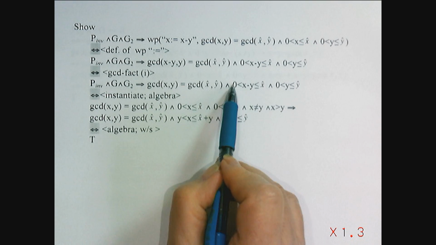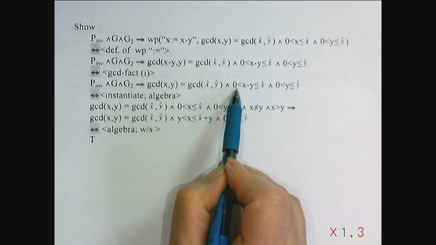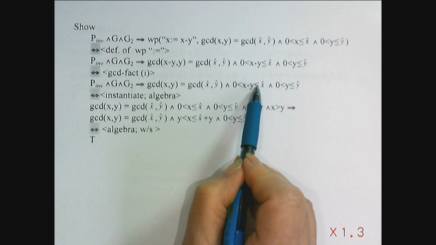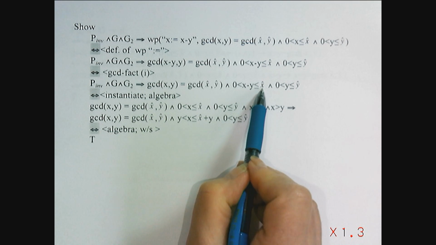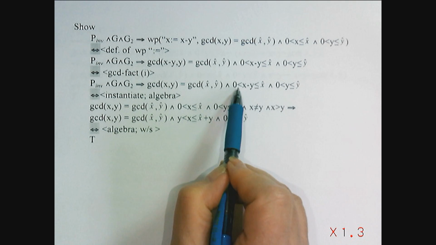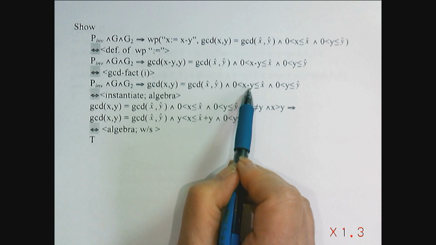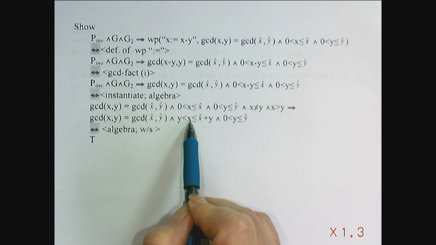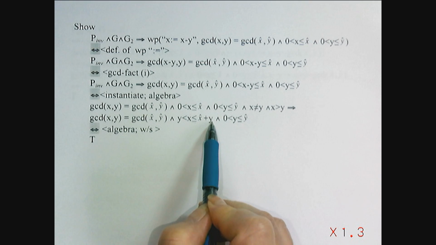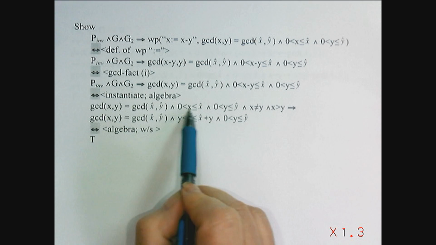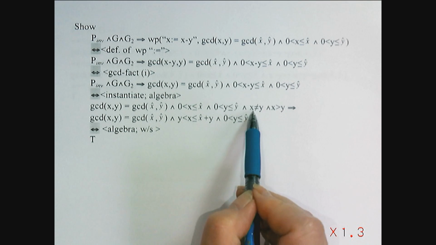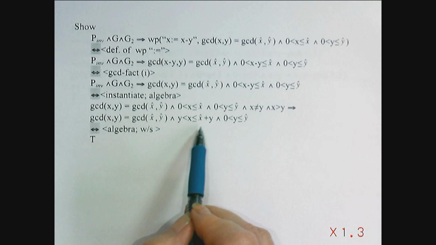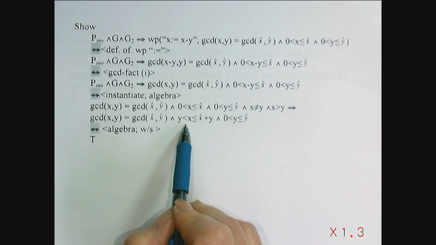And I'll do the same trick as before and notice that the interval 0 less than x minus y less than or equal to x hat is equivalent to the interval where y is less than x is less than or equal to x hat plus y. Then I instantiate and notice that the two guards in this case simplify to x is greater than y, or y is less than x.